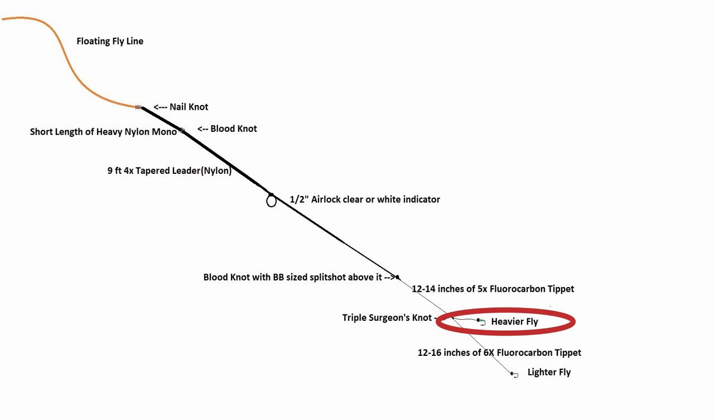I typically like to have this tag end be 3 to 4 inches long. I feel like any longer than that, it tends to tangle up, usually through like an overhand knot. You'll just end up being a lot more tangle-free if you limit that tag end to 3 or 4 inches, in my experience. The tag is also where I like to put my heavier nymph. To the last piece of 6X, I attach my second fly as a point fly. I like a lighter fly on my point fly.